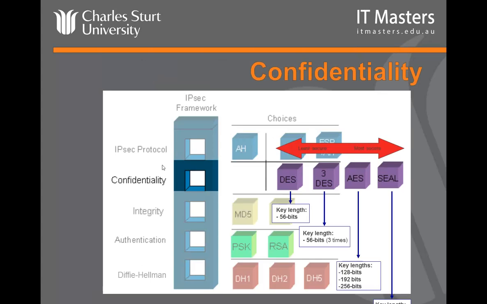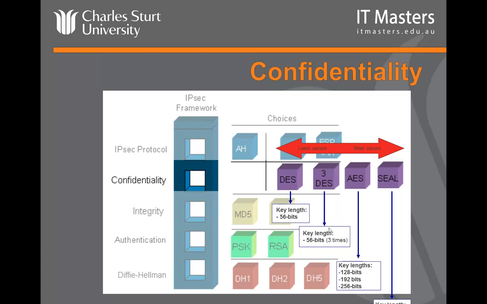So in terms of confidentiality, we have a continuum of least secure to most secure. DES has a key bit length of 56 bits, and you wouldn't use that too often nowadays. A 56-bit key length is not considered to be particularly secure.